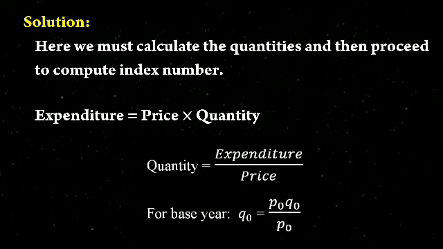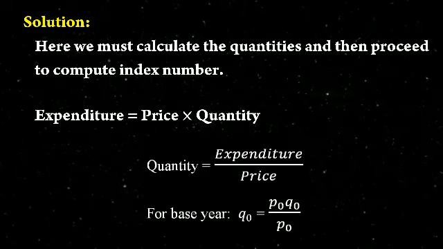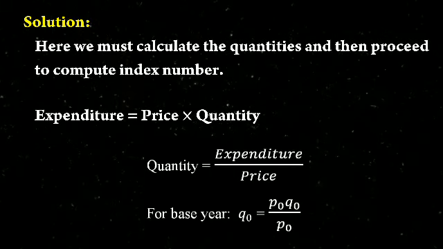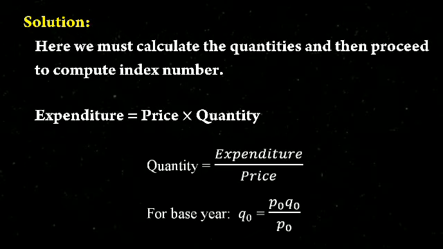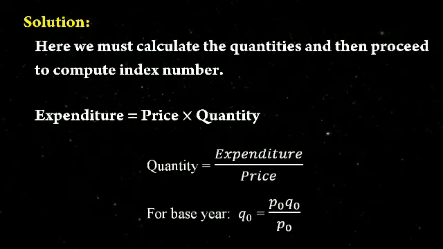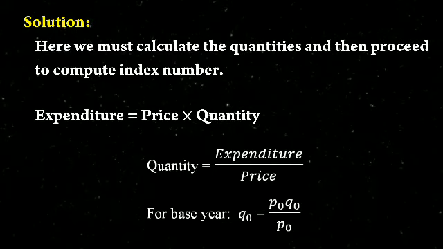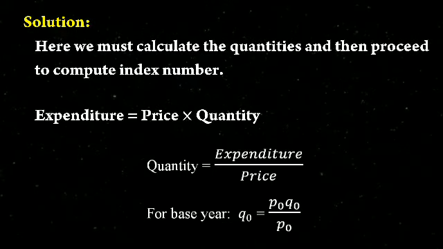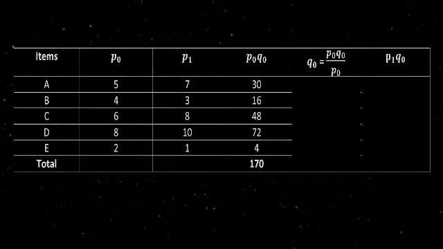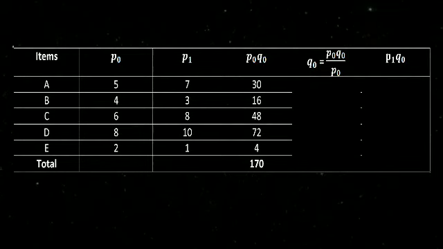For the base year, quantity values are denoted as Q naught. So Q naught equals expenditure for the base year, P naught Q naught, divided by price for the base year, which is P naught. Therefore Q naught equals P naught Q naught divided by P naught. Based on this formula, first compute the quantity values and then find the product P1 Q naught. So draw one more table in the solution part. Consider the given data. First column contains items A, B, C, D and E.